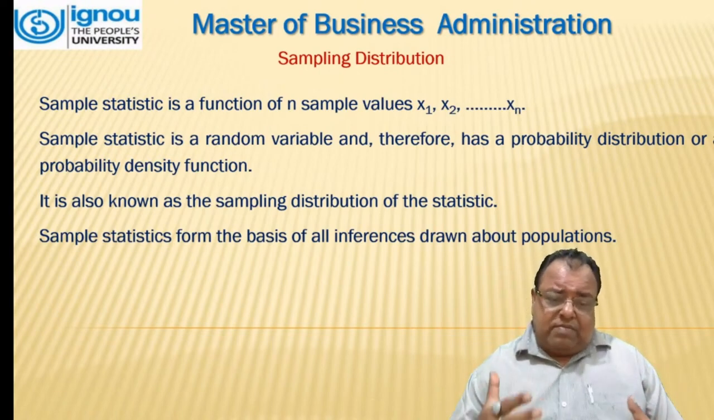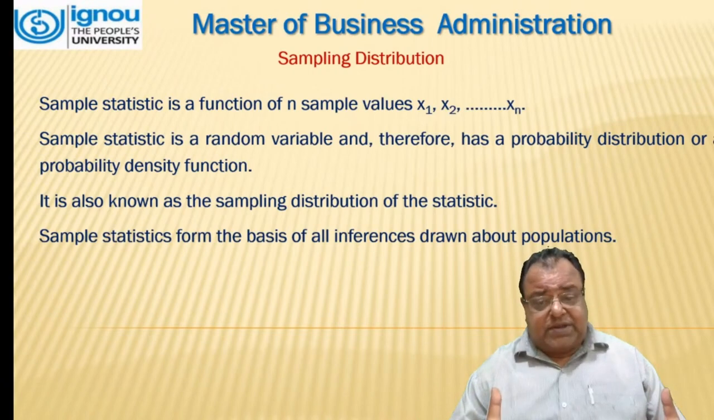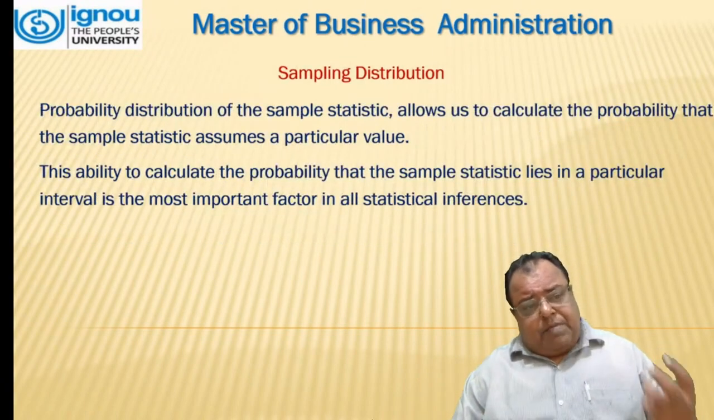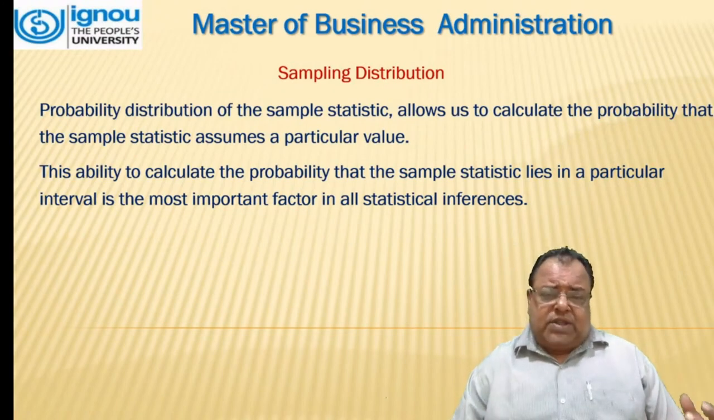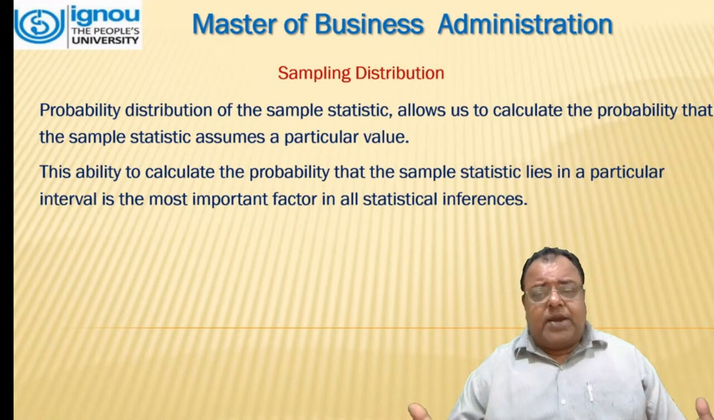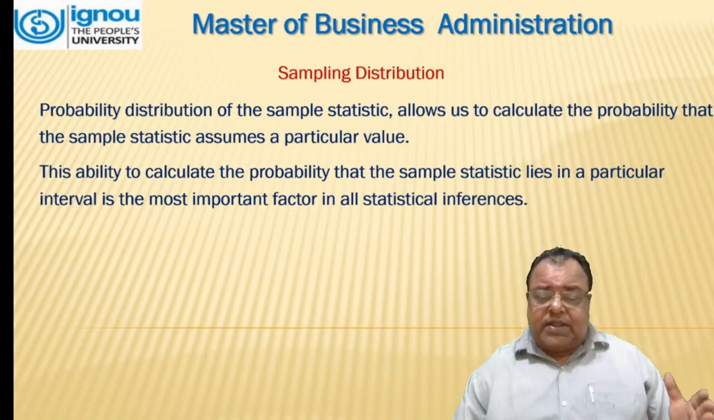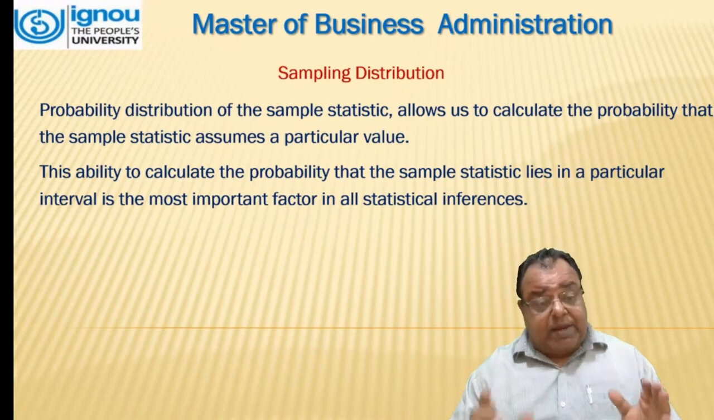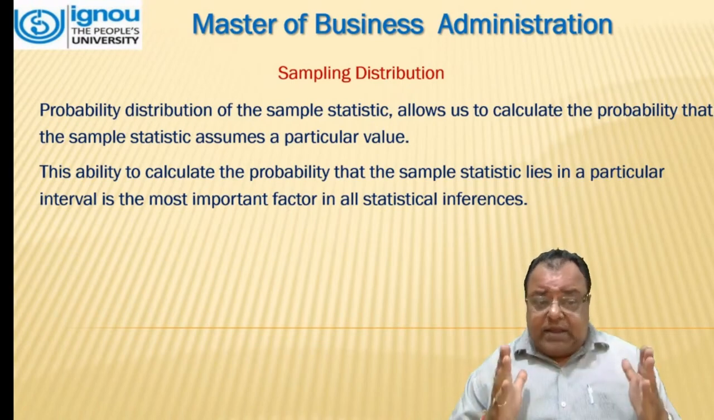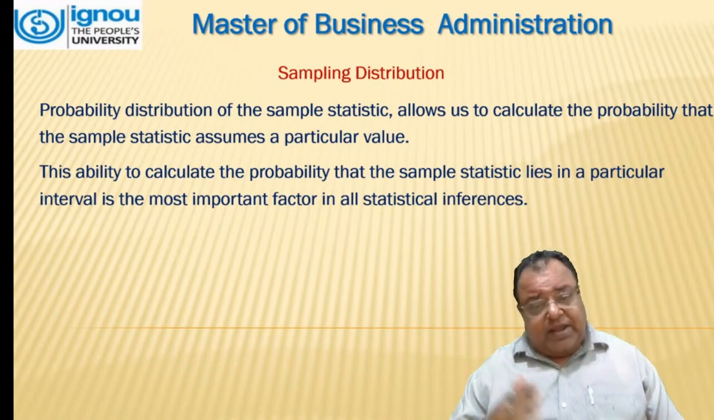Sample statistics form the basis of all inferences drawn about the populations. The probability distribution of the sample statistic allows us to calculate the probability that the sample statistic assumes a particular value. This ability to calculate the probability that the sample statistic lies in a particular interval is the most important factor in all statistical inferences.